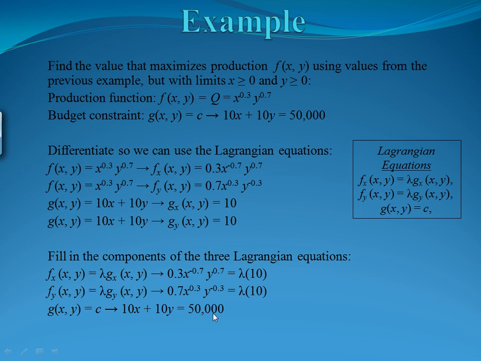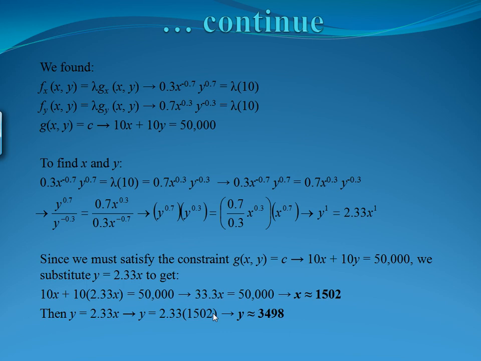Now that we have our three equations set up, we want to solve them simultaneously. How you solve is going to depend on what you end up with for your equations. Our three equations that we just set up are up top, and we want to notice here that the first two equations both equal lambda times 10. If two equations equal the same thing, they must equal each other.